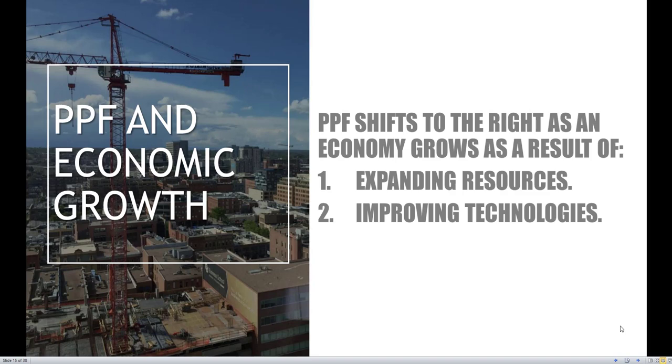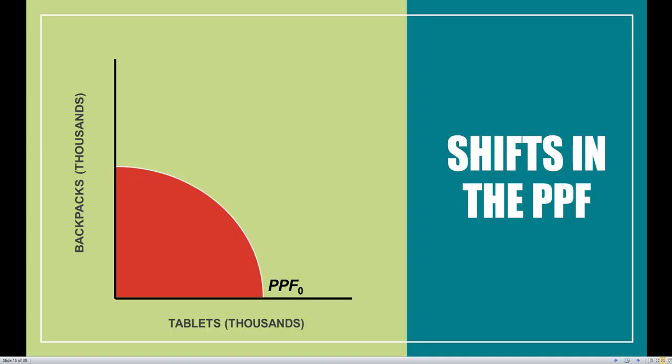Number one, expanding resources. So we find more in terms of our factors of production or resources, so more land, more labor, more physical capital, or we have improving technology. So we hit our final factor of production there. Something happens with our technology that improves it. So what happens if we have expanding resources or improving technologies? That's going to indicate economic growth, and that's going to shift our PPF outwards or over to the right, so away from the origin.